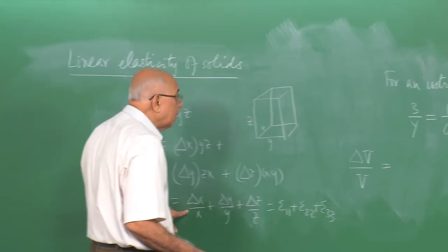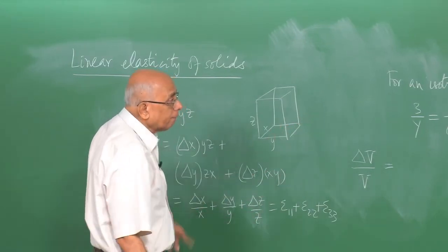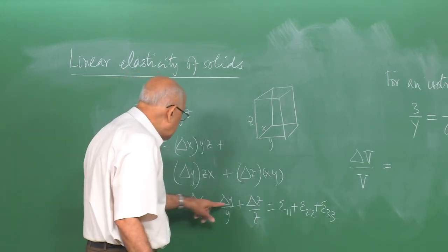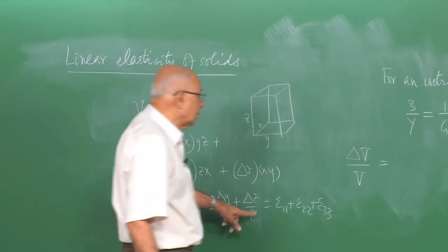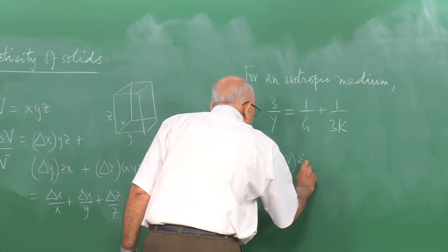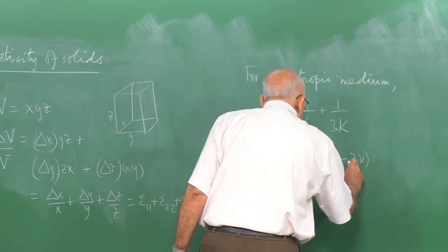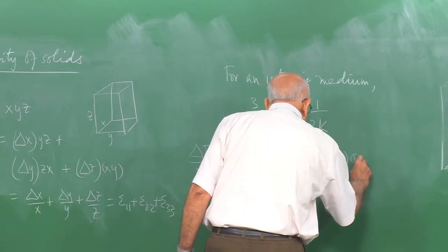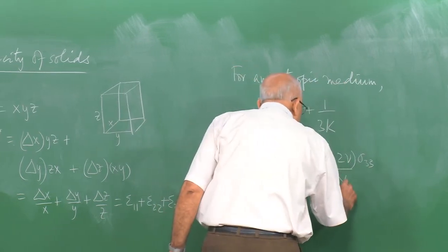But epsilon 11 is minus nu times epsilon 33. So this is minus nu epsilon 33, this is minus nu epsilon 33, this is epsilon 33. So this thing becomes 1 minus 2 nu times epsilon 33. But that is equal to 1 minus 2 nu times sigma 33, the tension that you apply, divided by Young's modulus.